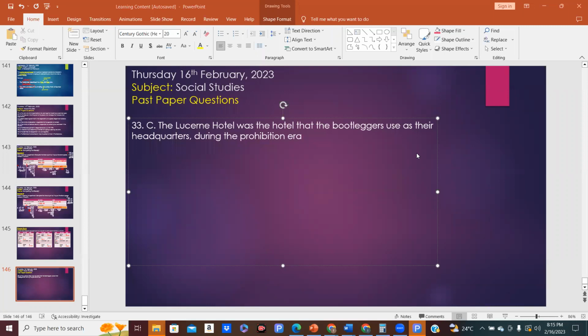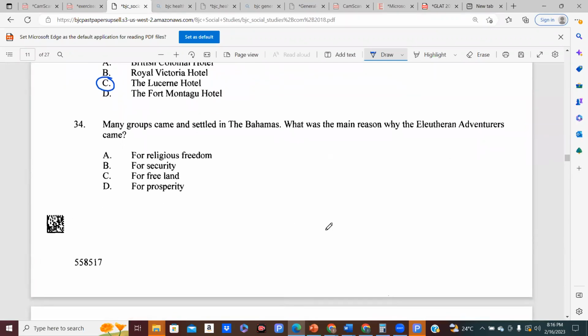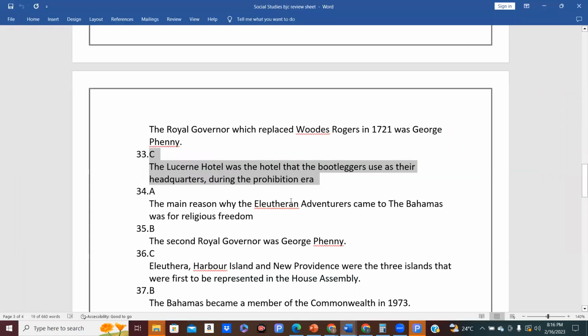Then we have number 34. I'm going to ask Angelina Moxie to read number 34 for me. Many groups came and settled in the Bahamas. What was the main reason why the Eleutheran adventurers came? A, for religious freedom, B, for security, C, for free land, and D, for prosperity. Good. What do you think the answer is for that one?